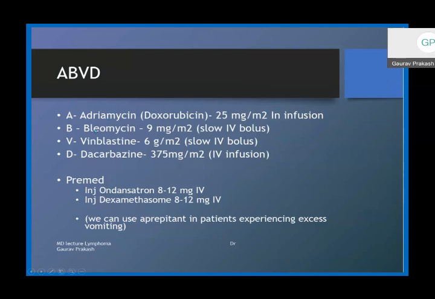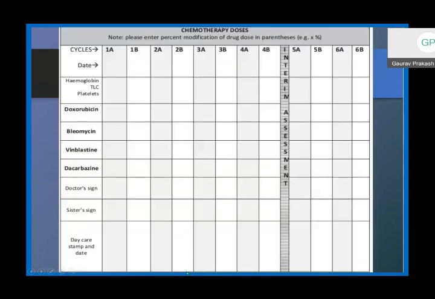ABVD, this is the acronym: adriamycin, bleomycin, vinblastine, and dacarbazine. And these are the doses, how you give it. R-CHOP and CHOP were given every 3 weeks, after 21 days. ABVD, on the other hand, is given after every 15 days. So you can see here, it is given after every 15 days.